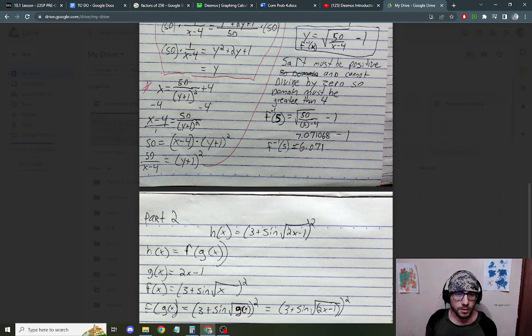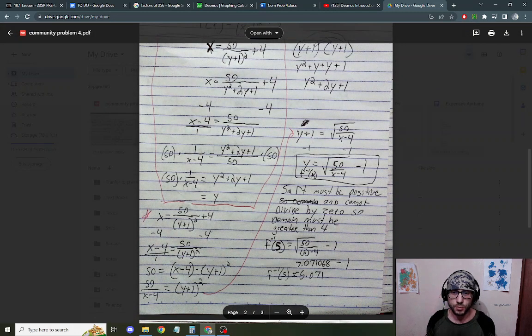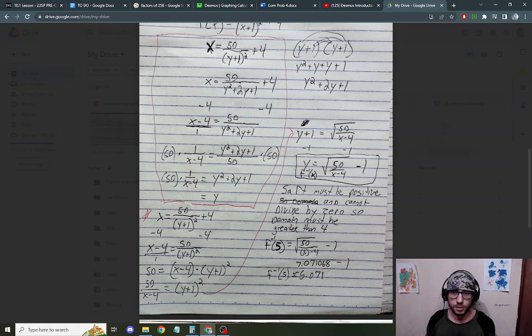And then I cross multiplied. So I got a 50 on the left, and I got these two things multiplied on the right. X minus 4 times y plus 1 squared. Then I divided by the x minus 4, so I got the x minus 4 back over here. 50 over x minus 4. And then I took a square root of both sides. So what I got was y plus 1 is equal to the square root of that fraction.